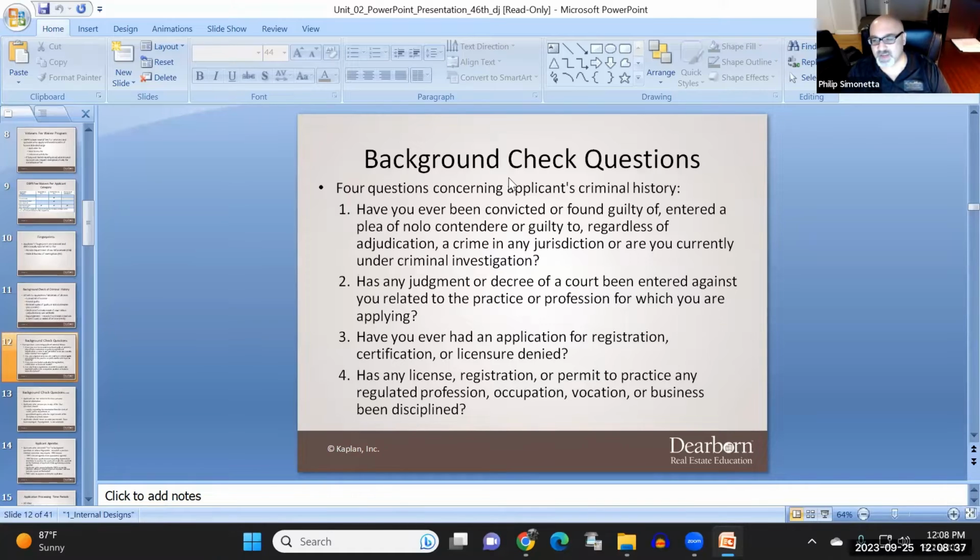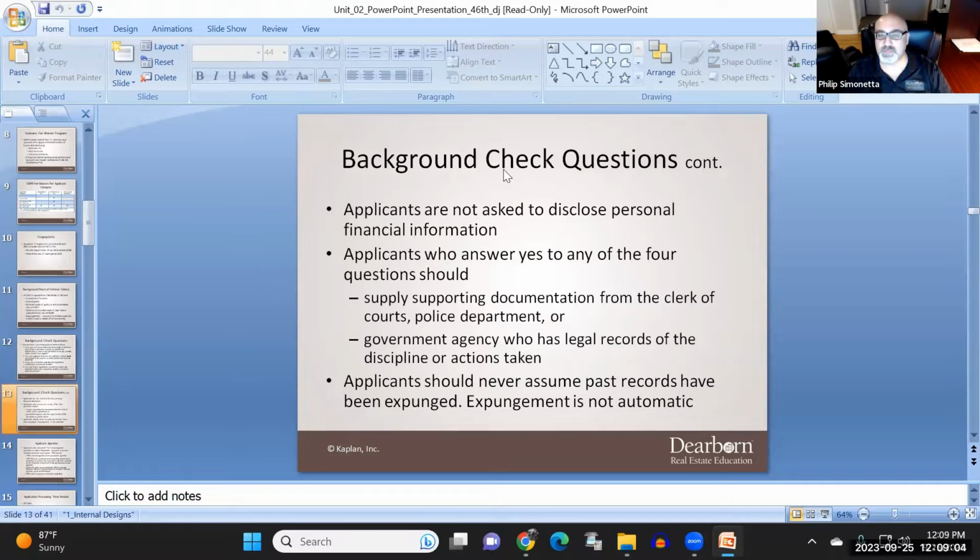So what are the background check questions? You guys both did these, right? Because remember on the application, you had to say yes, no, yes, no, like all the stuff. So they ask you, have you been convicted or found guilty of a crime? Has a judgment or decree been entered against you in court? Have you ever had an application of registration or certification denied? Has any license, registration, or permit been disciplined or revoked?